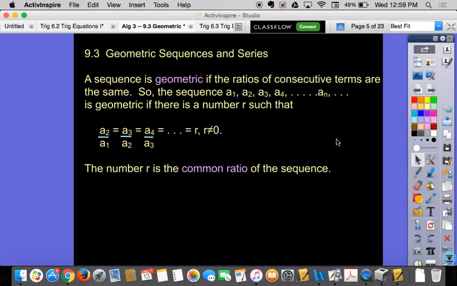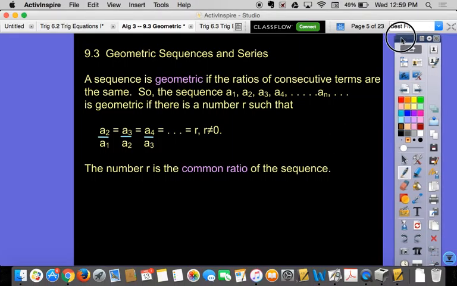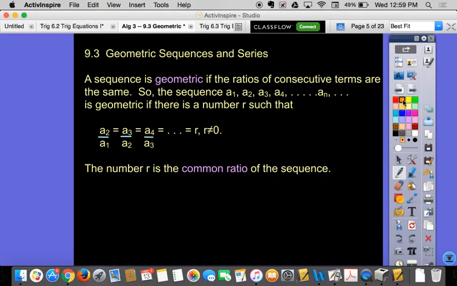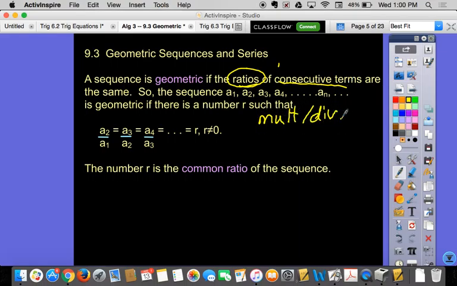Okay, we're going to look at section 9.3, geometric sequences and series. Last time we did the arithmetic sequences and the partial sums. This one's a little bit different. A geometric sequence is when you have a ratio that gets you to consecutive terms, which means basically you're multiplying or dividing to get to the next term. So that's the big tip.